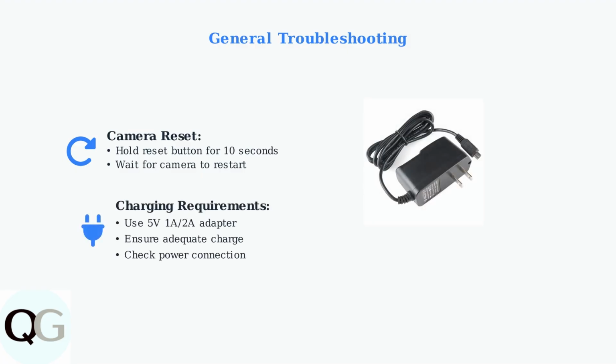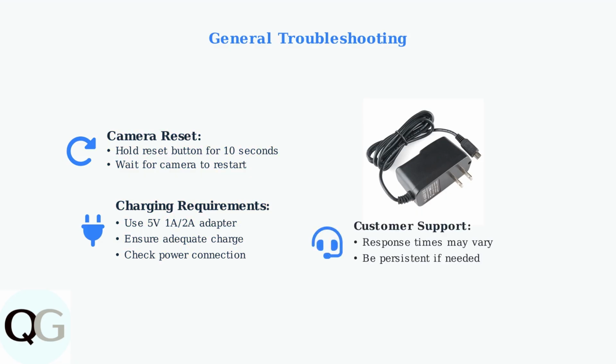Ensure your camera is adequately charged using a 5-volt, 1-to-2-amp adapter. Proper power supply is essential for reliable operation. If problems persist, be aware that some users have reported difficulties contacting customer support. Be patient and persistent in your attempts to get assistance.